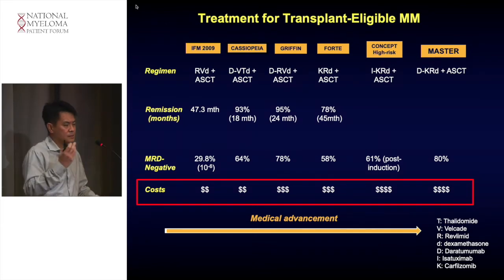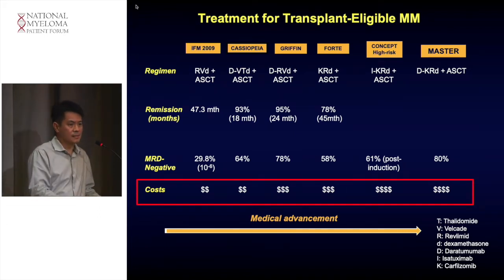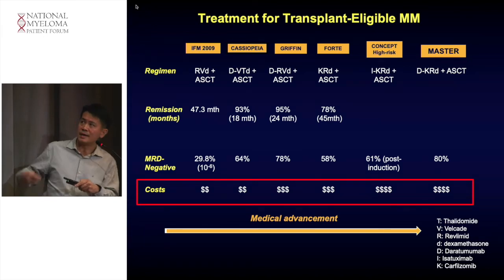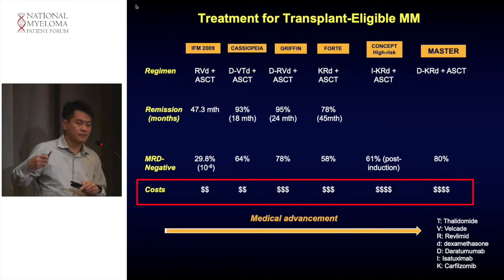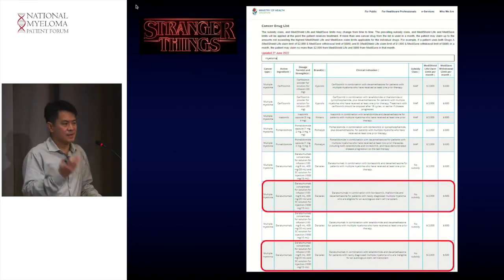But the saving grace right now is that many of these older drugs, like lenalidomide and bortezomib, we are now able to get the generic versions of, so that this in a way could defray the expensive bill size when we want to add daratumumab, for instance, in the frontline setting. Now, stranger things are happening in Singapore.